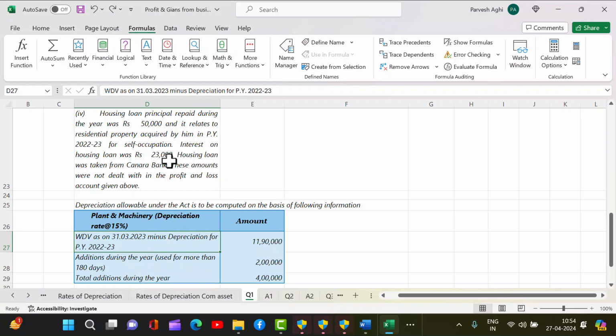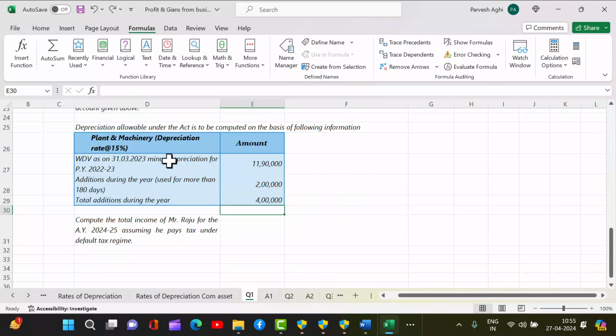11 lakh 90,000. So how much was the addition during the year? 2 lakh, for the addition during the year used for more than 180 days. Total additions during the year 4 lakhs. Okay, 4 lakhs. So total addition was 4 lakhs, and out of that 2 lakh was used for more than 180 days. So this is the information which is given.